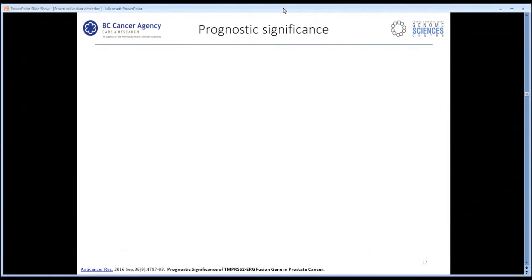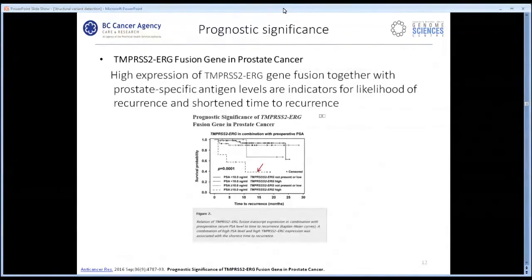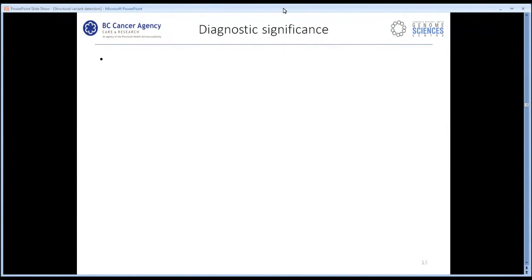So why are gene fusions important in cancer, and why is it important to detect them? The first reason is prognostic significance. For example, the TMPRSS2-ERG gene fusion in prostate cancer, when associated with prostate-specific antigen levels, can be an indicator for recurrence and shortened time to recurrence. So it's particularly important to identify these patients because they are much more likely to relapse and relapse quickly. By identifying this gene fusion, we can identify the specific patients that are at higher risk of prostate cancer relapse.